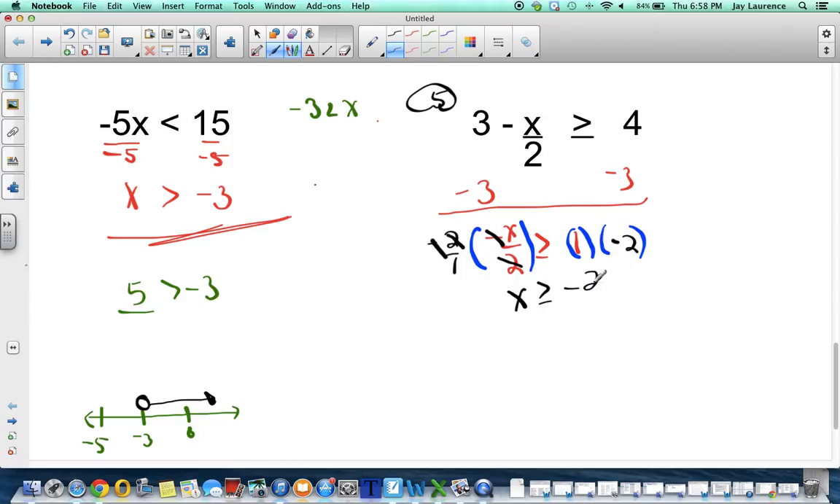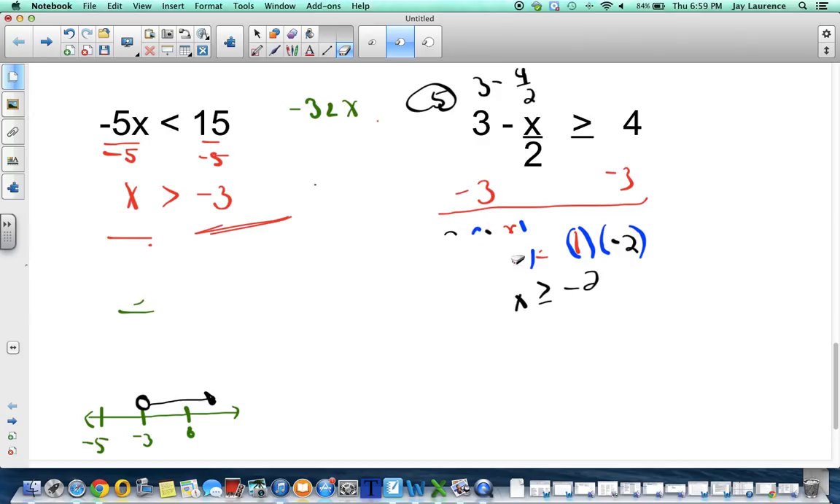Okay, now I can check it. Pick a number greater than negative 2. Let's go with positive 4. If I put positive 4 in here, I'm going to get 3 minus 4 over 2. And I'm going to get 3 minus 2, which is 1. Wait, what's wrong? It didn't work. What didn't I do? Oh, Mr. Lawrence, you forgot. When you multiply or divide by a negative, you have to flip the inequality. You see why it's so important to check the work?